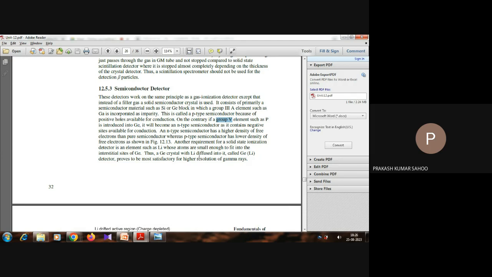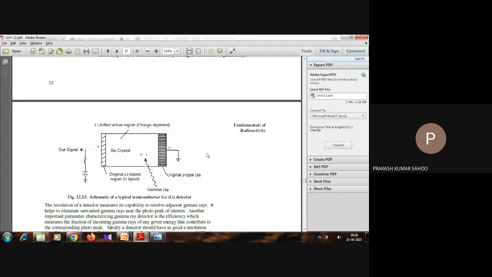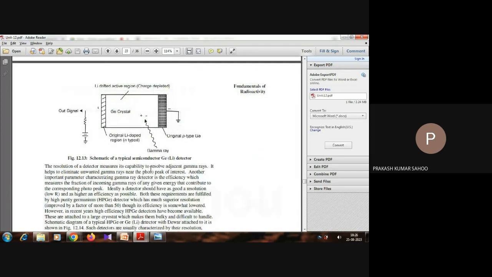Okay, these things are there. This will be your band theory, or this part is in your solid state chemistry. And then we have some semiconductor detectors, the germanium and lithium detector.